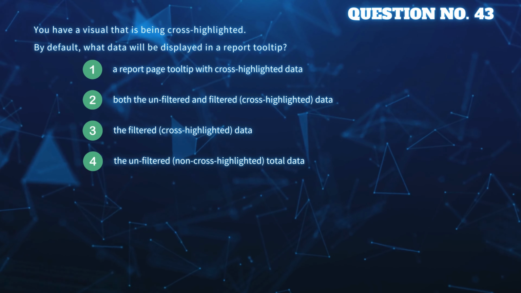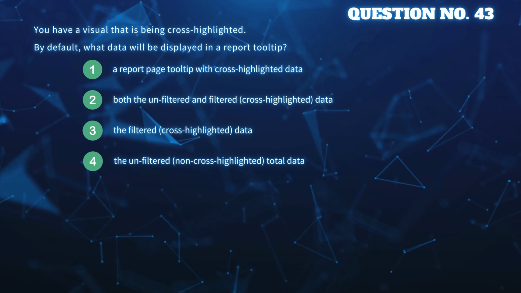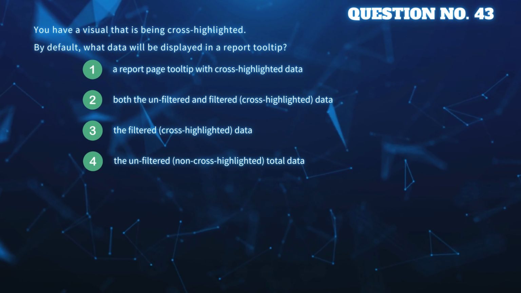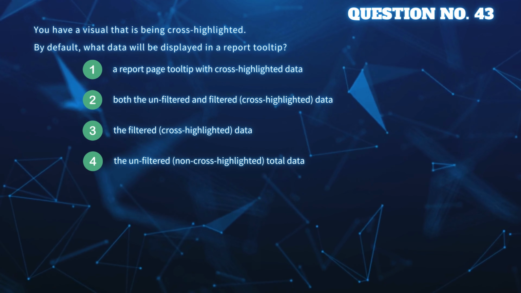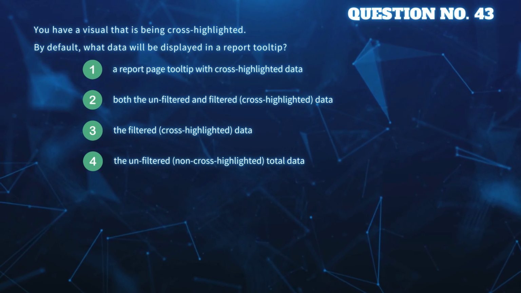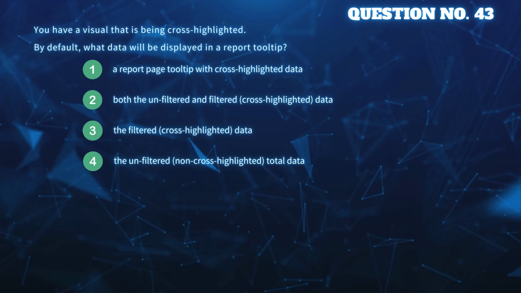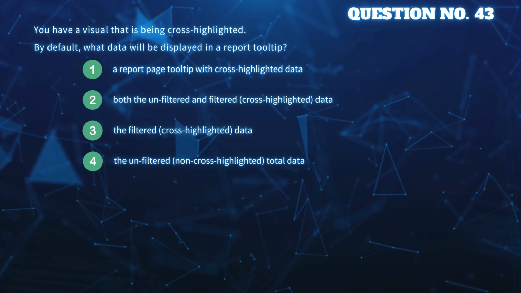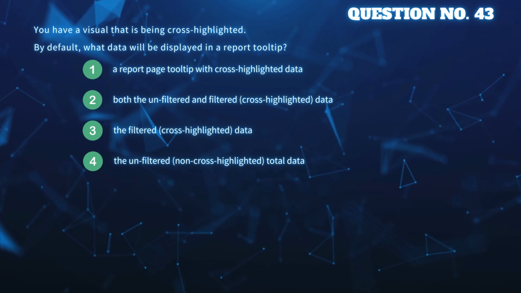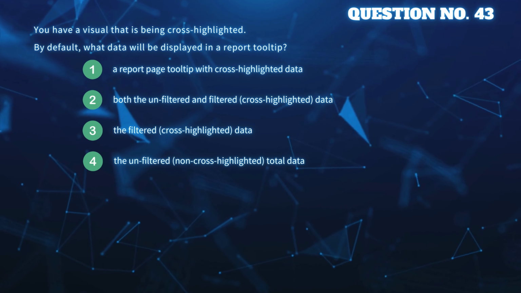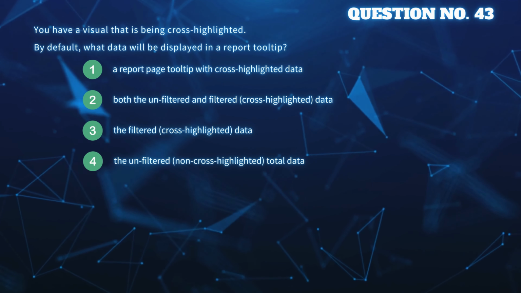You have a visual that is being cross-highlighted. By default, what data will be displayed in a report tooltip? Option 1, a report page tooltip with cross-highlighted data. Option 2, both the unfiltered and filtered, cross-highlighted, data. Option 3, the filtered, cross-highlighted, data. Option 4, the unfiltered, non-cross-highlighted, total data.